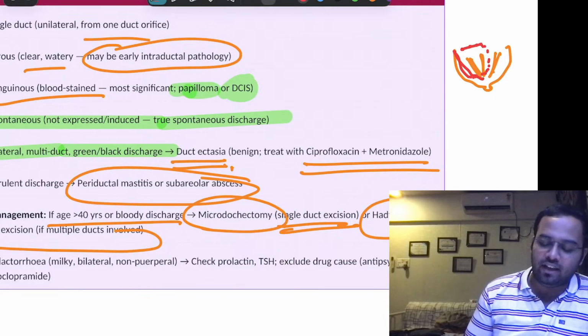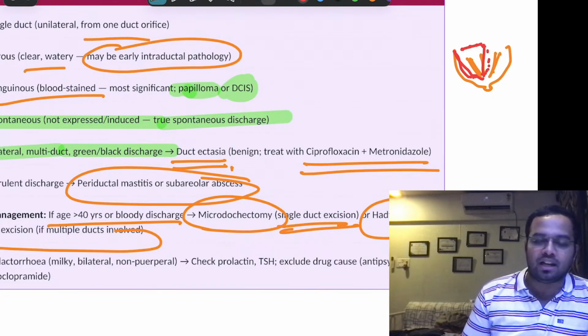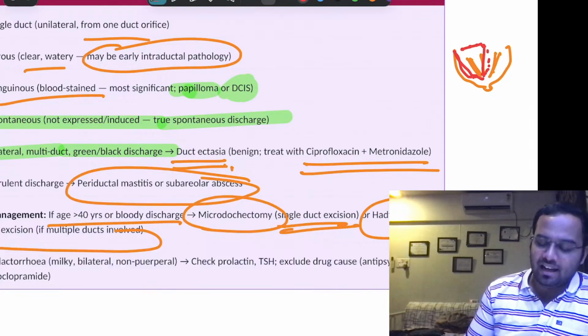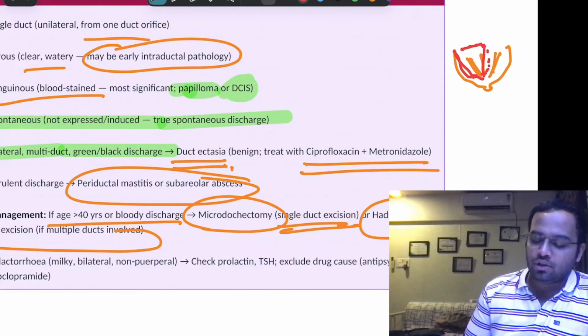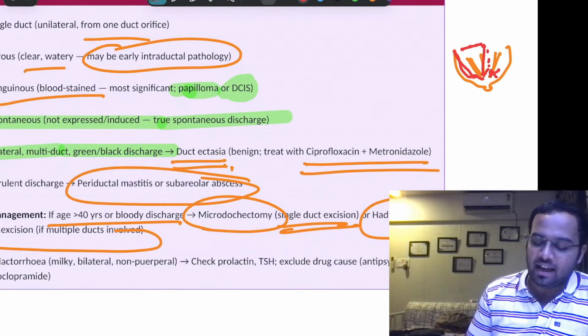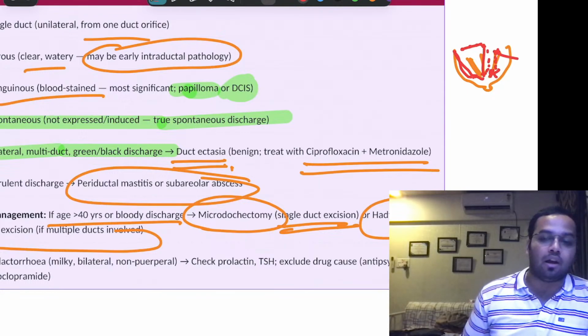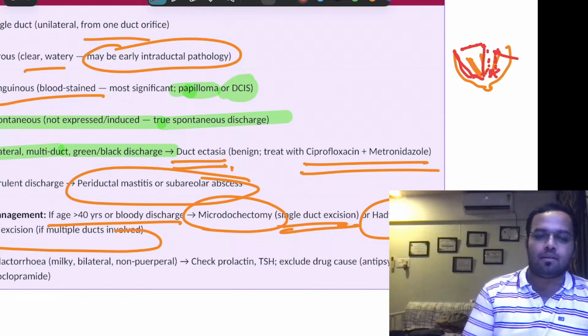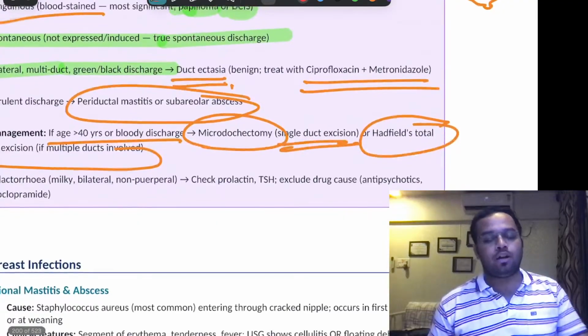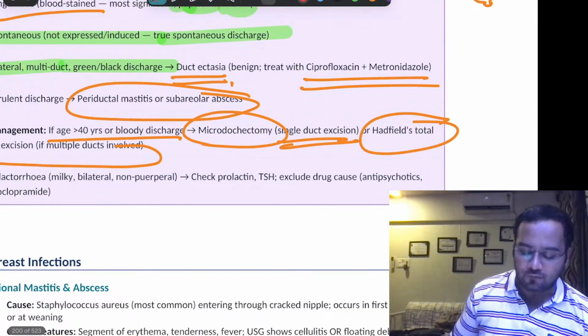This is called a Hadfield's cone excision. So you remove it in the shape of a cone, Hadfield's cone excision. While if a single duct has the pathology, you can ligate the single duct, lift it up, and remove that one duct, tying it off at the end. So if a single duct is involved and removed, it is a single duct excision. But if you go for a cone excision, that is a Hadfield's cone excision.